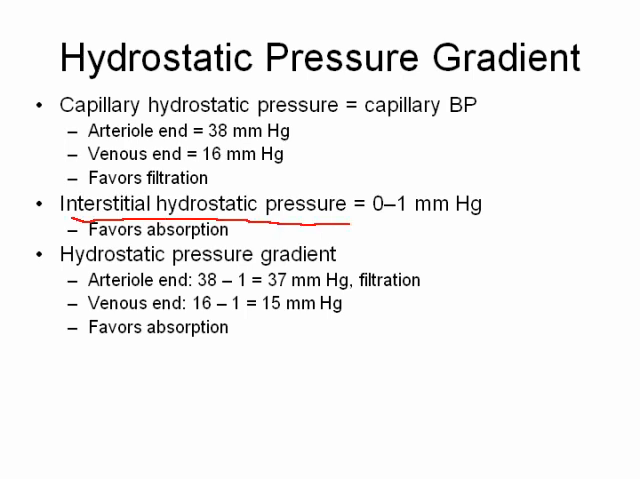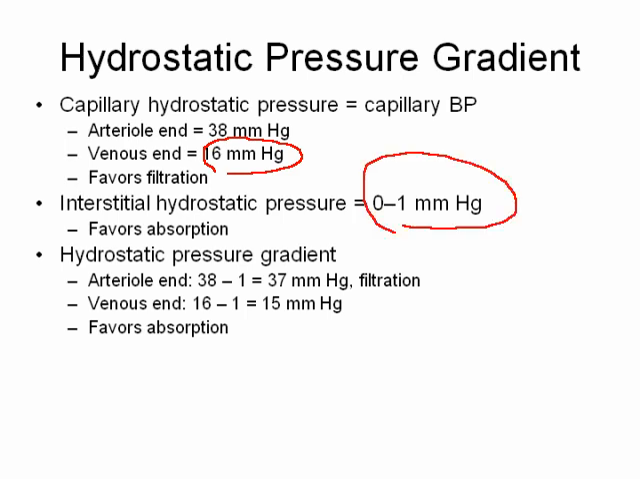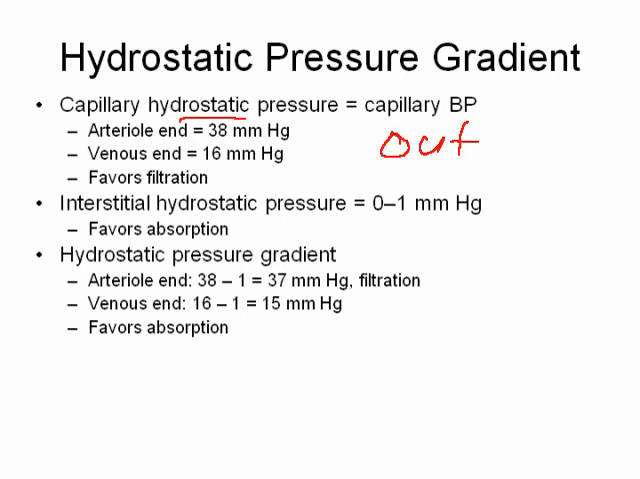The interstitial hydrostatic pressure is minimal. So if you think about it, at the arteriolar end, you have 38 millimeters of mercury inside the blood vessel versus maybe about 1 outside. Even at the venous end of the capillary, you have 16 millimeters versus 0 to 1. So there is always a net pressure moving fluid out of the capillary. But of course, as fluid moves out of the capillary, what's going to happen to the concentration of proteins that are in the plasma? It'll increase.